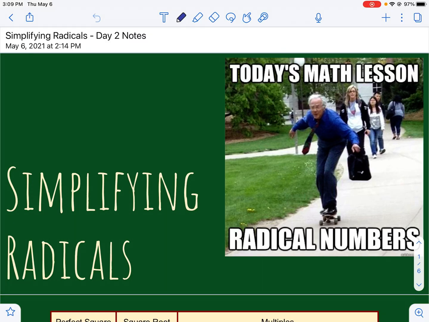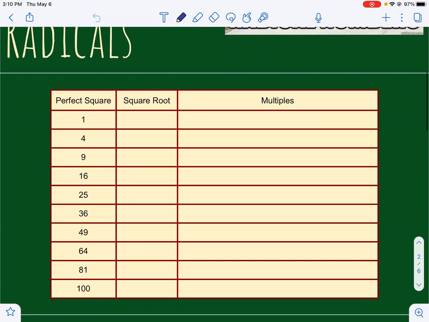Today we're going to be talking about simplifying radicals, and we're going to talk about ones that are not perfect squares. So if you missed the perfect square lesson, go ahead and watch that video and then come back to this one. As a reminder, we have our perfect squares.